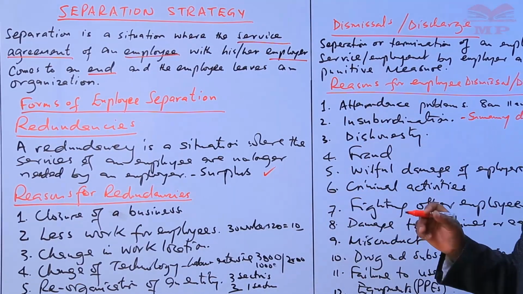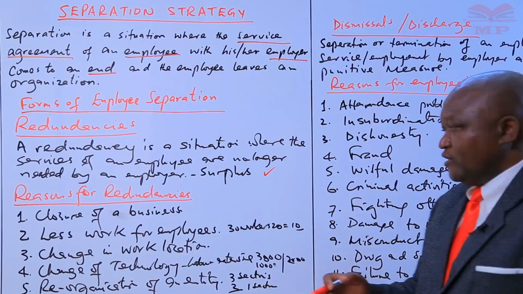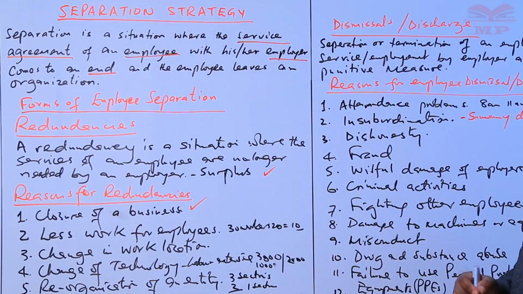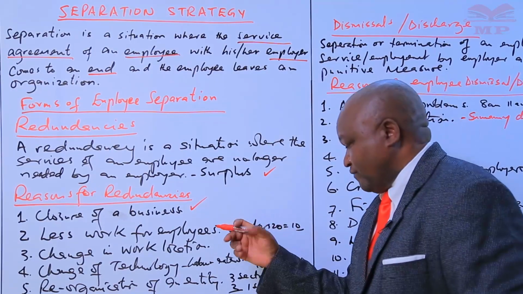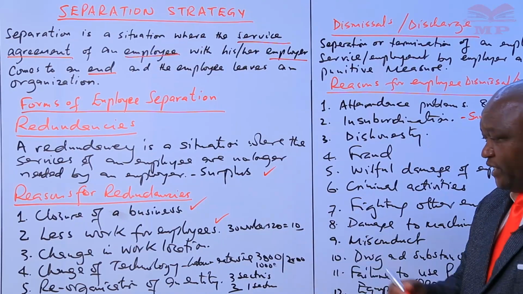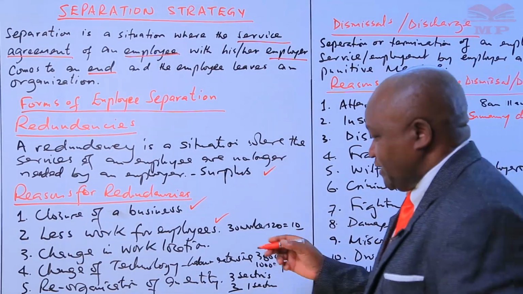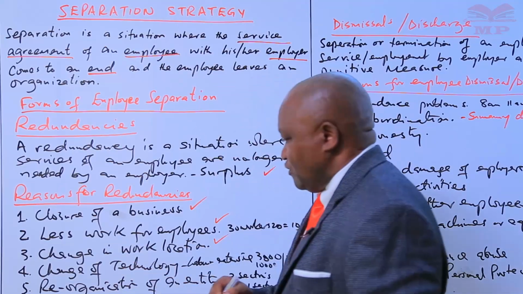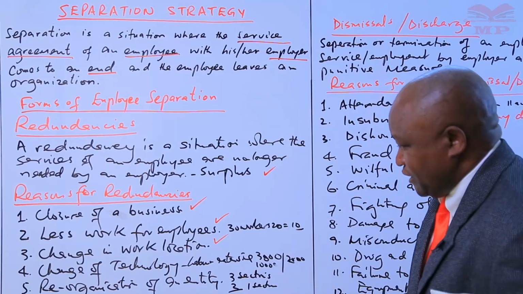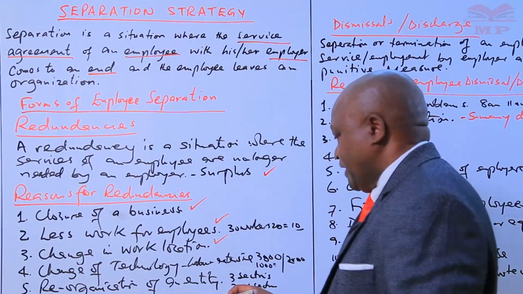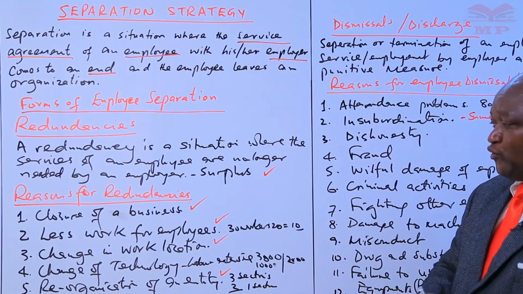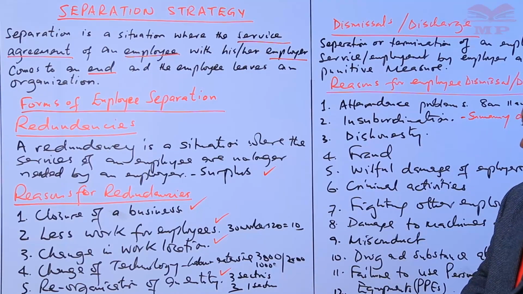And some of the reasons for redundancies may include 1, closure of a business, 2, less work for employees. Like you might have been having 30 employees, you only now need 20, so 10 could be declared redundant. Then 3, change in work location. Then 4, change of technology. And then 5, reorganization or restructuring of an entity. Those could be some of the reasons why employees could be declared redundant in a given working environment.